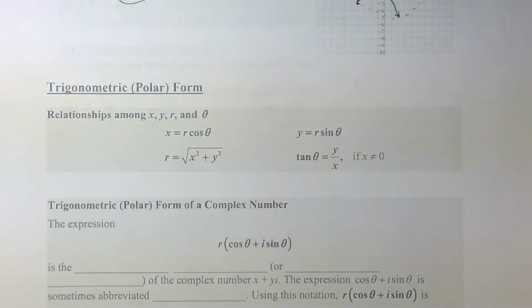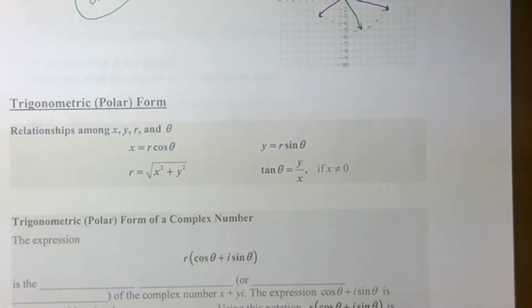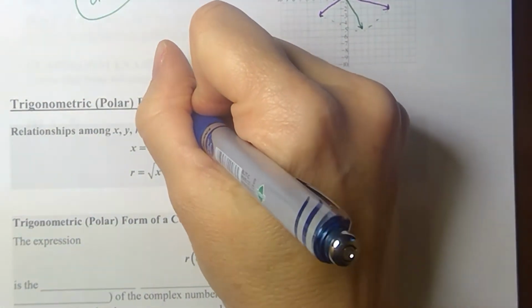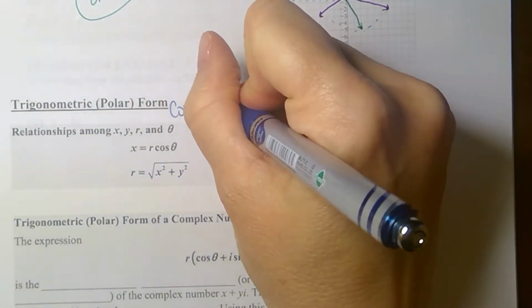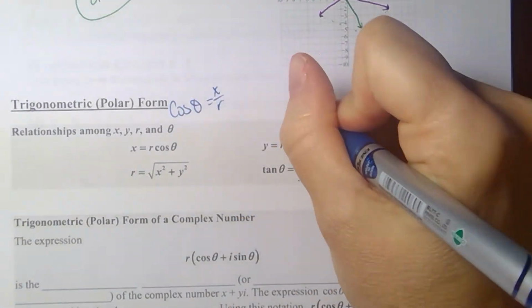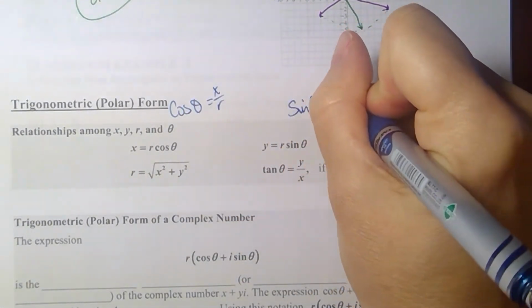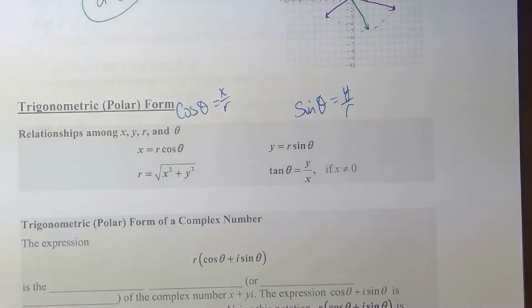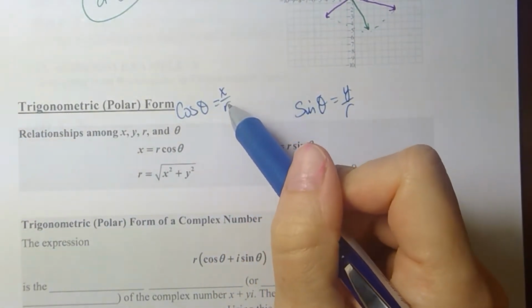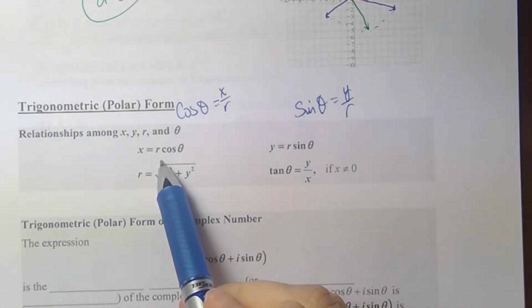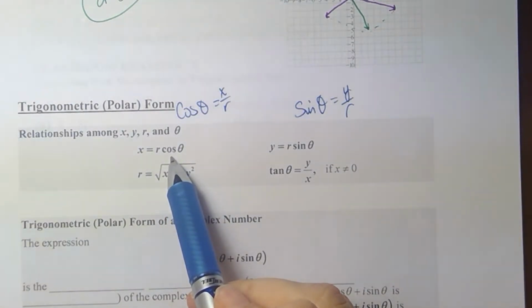That's the rectangular form, or the standard form. Now let's look at the polar form of our vectors. We have relationships among x, y, r, and theta. So you know these relationships. First of all, we've got cosine theta is x over r, and sine theta is y over r. So if I solve for x here, I get x is equal to r times cosine theta, correct?